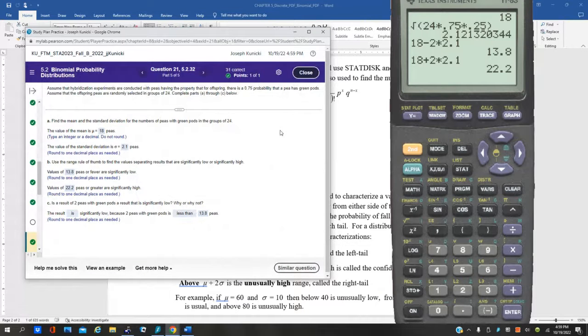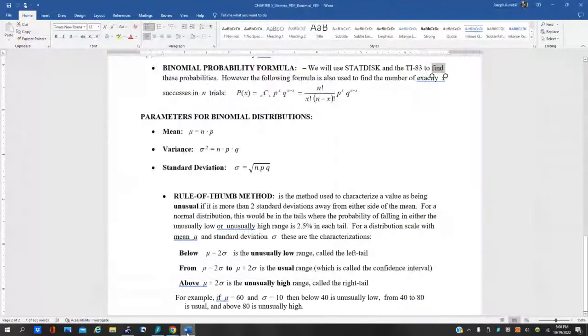So that's it. So you want those formulas. I'll show them to you again real quick. That's on the handout for chapter 5. You want the mean for the binomial, which is n times p. You want the standard deviation, which is the square root of n times p times q. And then the rule of thumb. There's a below range, which is more than 2 standard deviations below the mean, and the above range is 2 standard deviations above the mean. And so in between is what we call usual. Below or above in the tails is unusually low or unusually high. We call those also significantly low or significantly high.